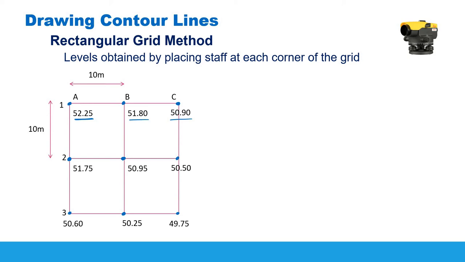And let's say that the grid size, in this case, we have set out a grid with dimensions of 10 meters by 10 meters. So between A and B, between each two nodes, the distance is 10 meters. Here we have 10 meters and here we have 10 meters as well, etc. Between each two nodes we have 10 meters. So this is called the grid size. In this example, the grid size is 10 meters, and the reduced levels for each intersection point are given here on the grid.